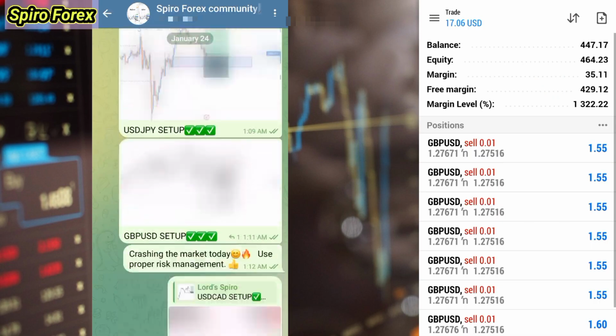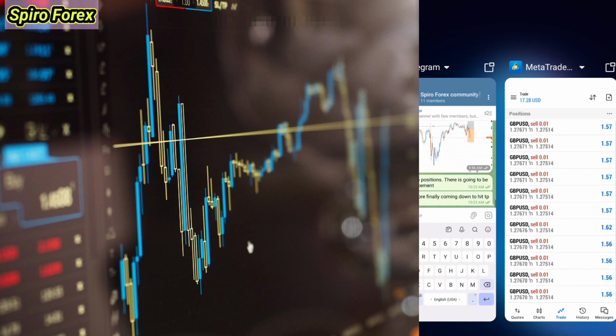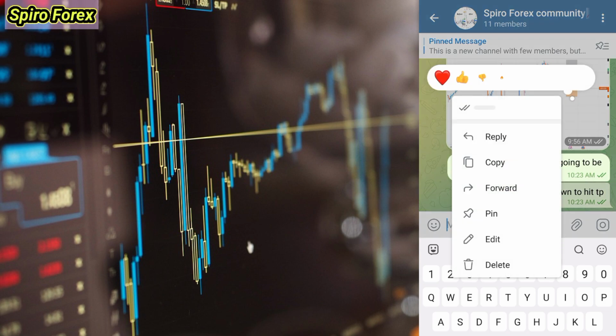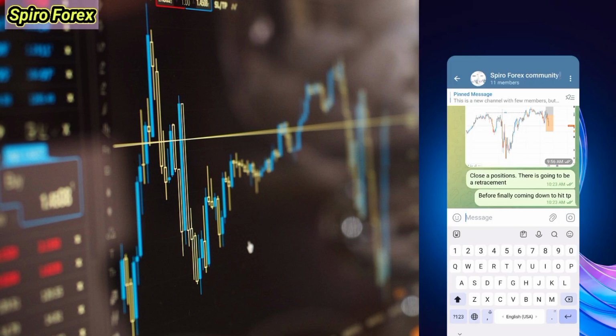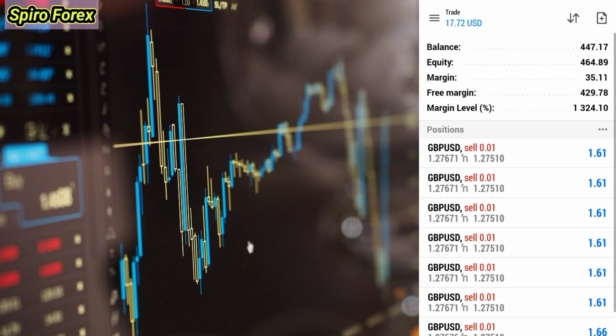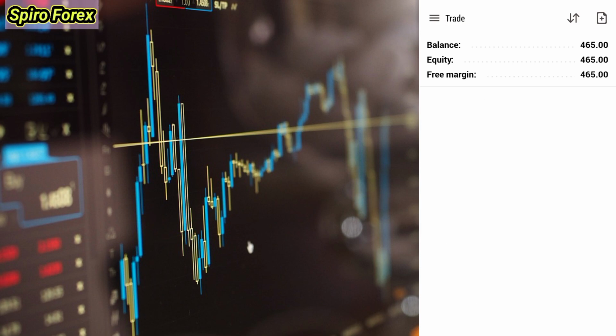So I am in profit. As you can see, we are up, and I want to show you how I send it to my Telegram group members. I said they should close positions. This is going to what? To retrace. So we close some of the position.